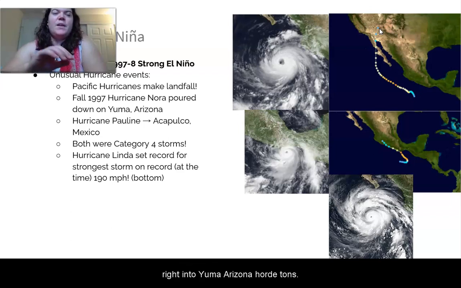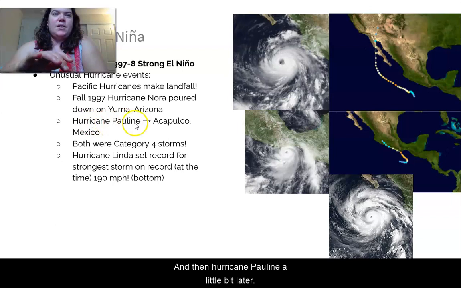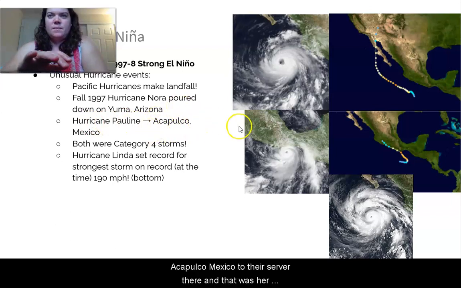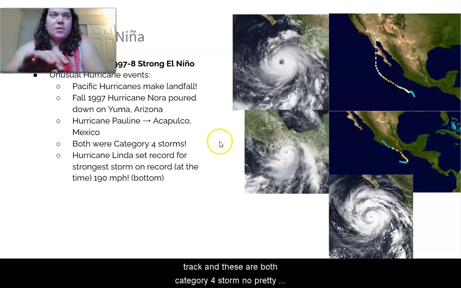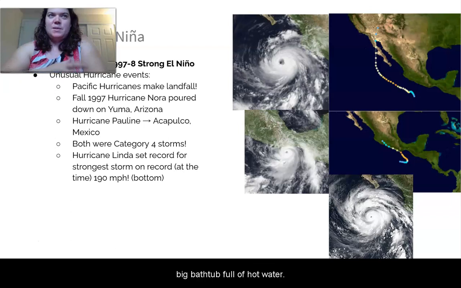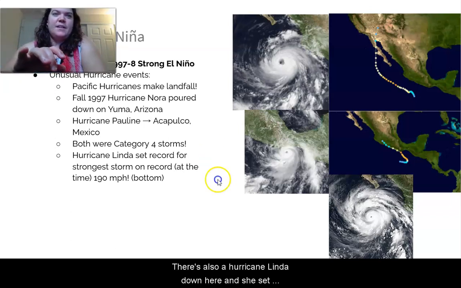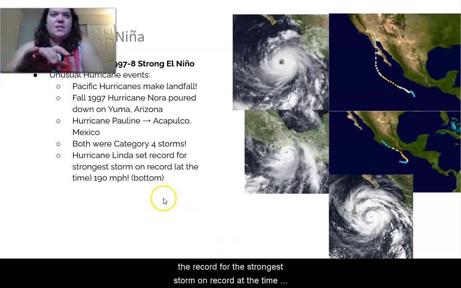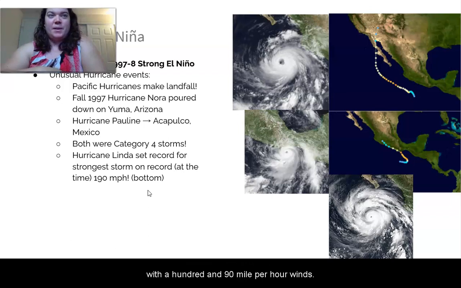Poured tons of rain. And then Hurricane Pauline a little bit later. Acapulco, Mexico. So there's her right there. And that was her track. And these were both Category 4 storms. So pretty strong, getting all that moisture and energy from the big bathtub full of hot water. There's also a Hurricane Linda down here. And she set the record for the strongest storm on record at the time with 190 mile per hour winds. Yikes.